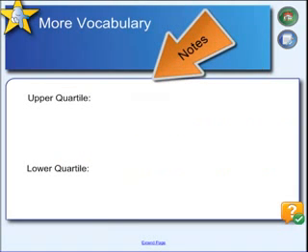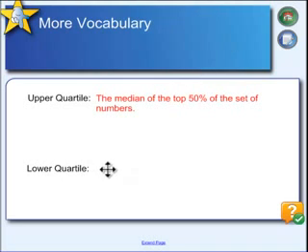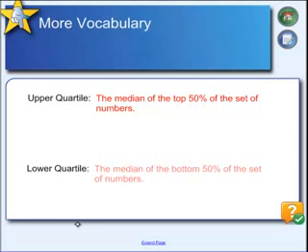Some more essential vocabulary. Upper quartile. The upper quartile is the median of the top 50% of data. And then the lower quartile is the median of the bottom 50% of data. The upper and lower quartile basically cut the top half in half and the lower half in half. So these are basically fourths. Think of the word quartile, it helps you remember that.